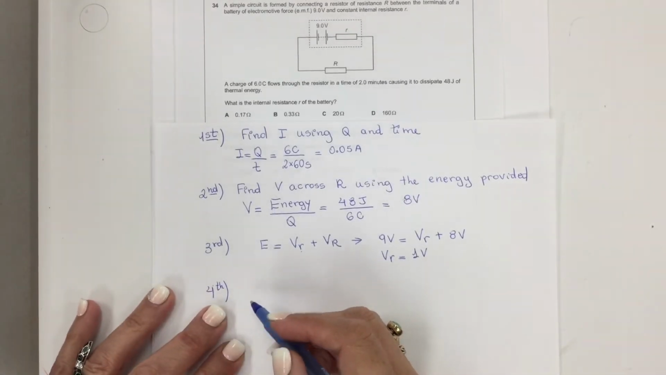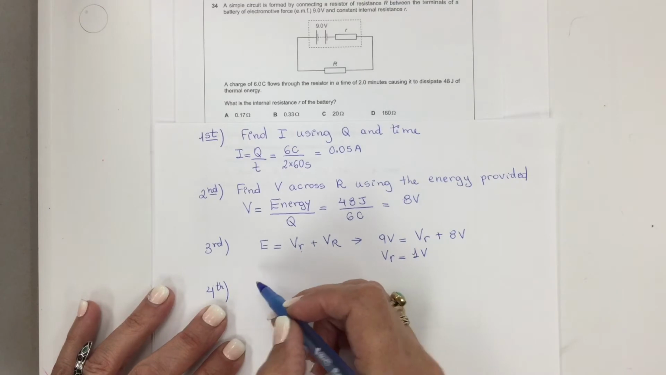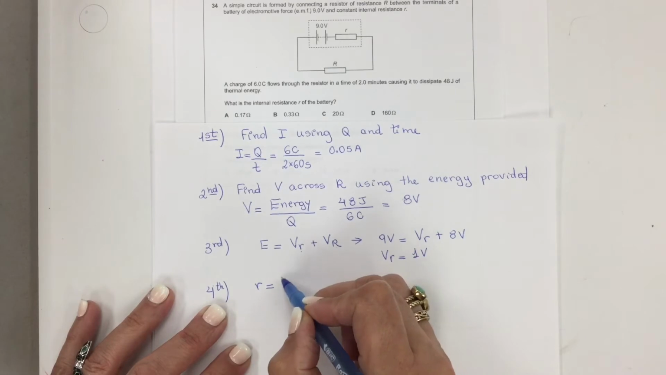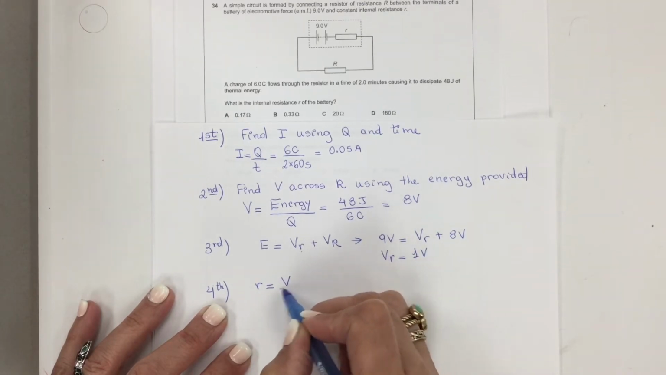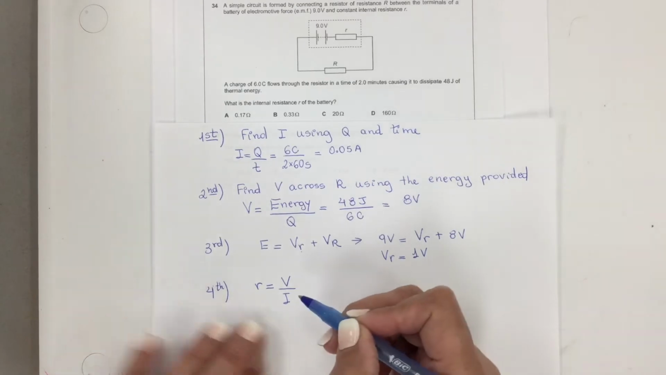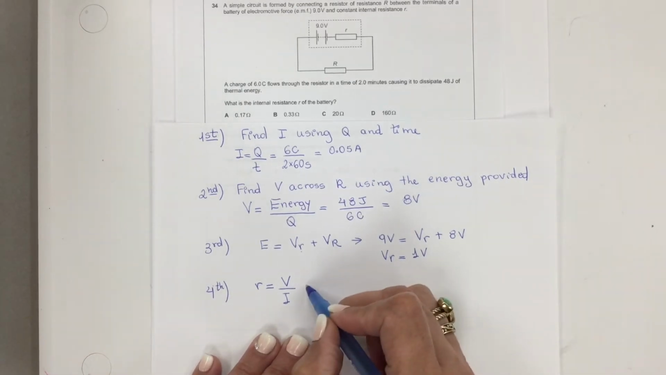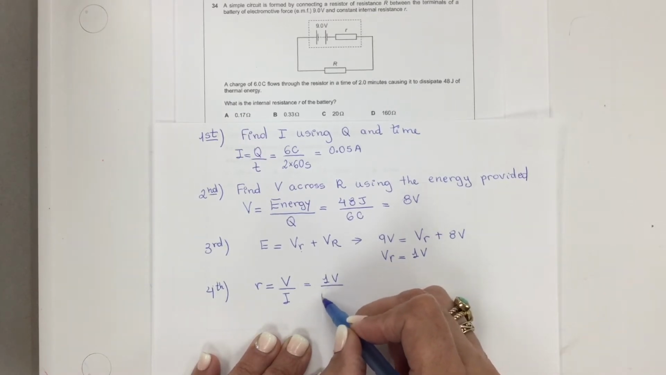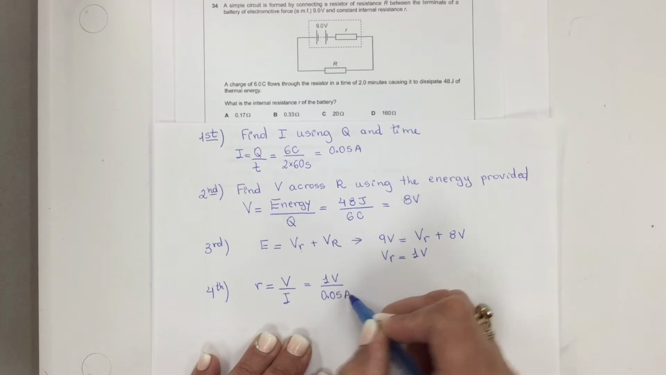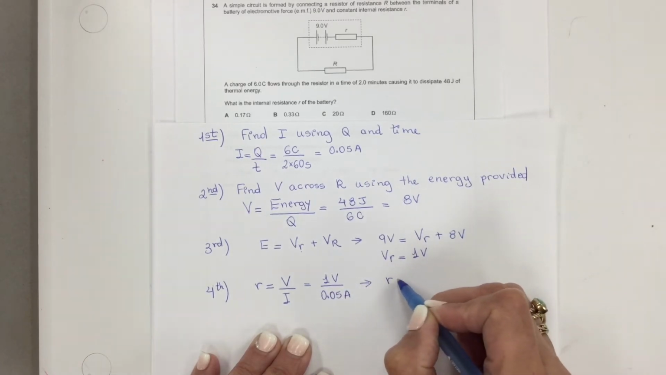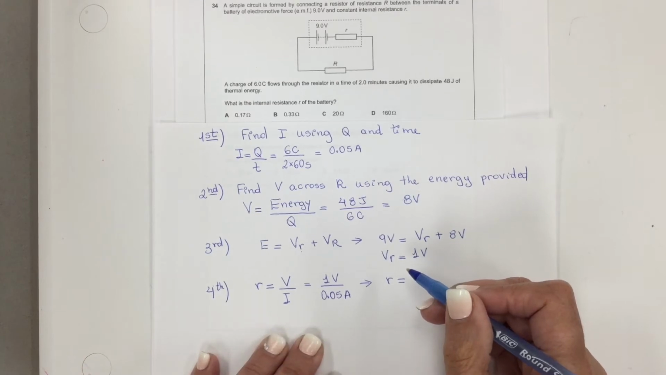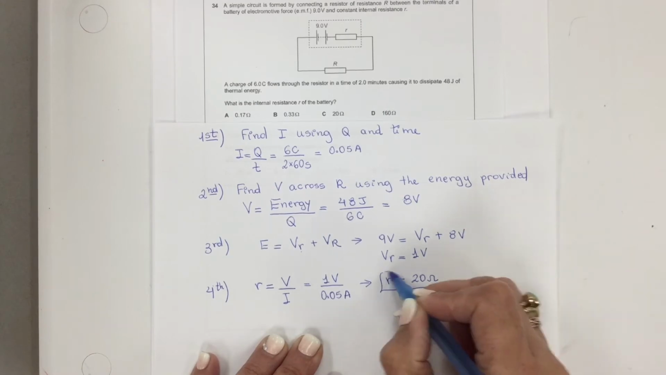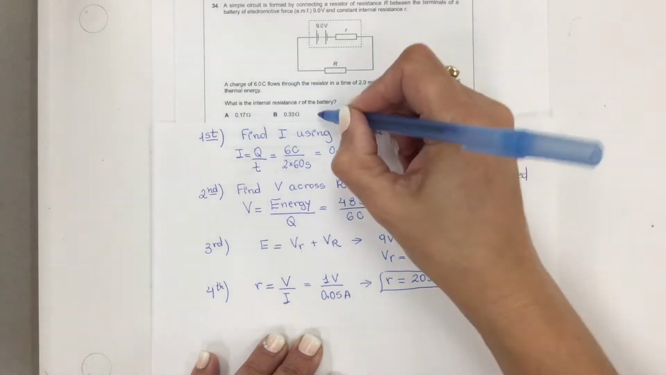Now the last step is to calculate the value of r. Little r, by Ohm's law, is the voltage across this resistor over the current flowing through this resistor. So here V is 1 volt and the current flowing through is 0.05 amps. So the value of this small resistor is 20 ohms, which is option C.